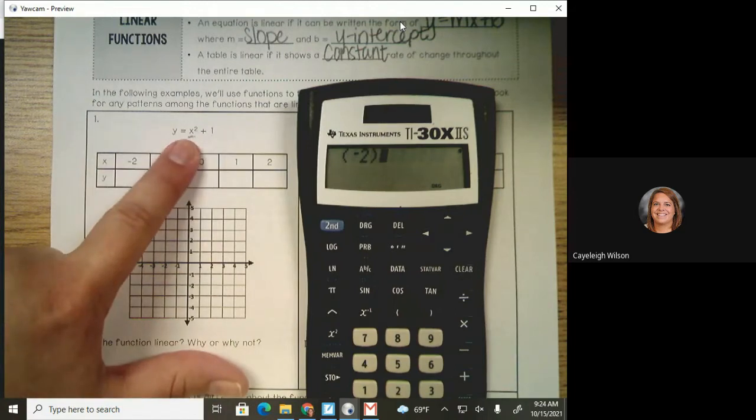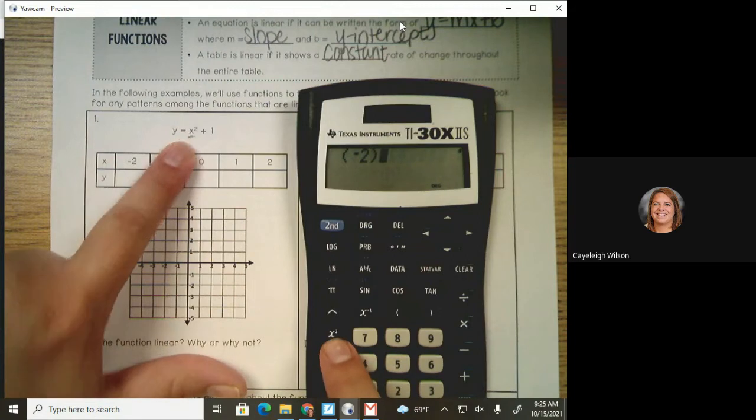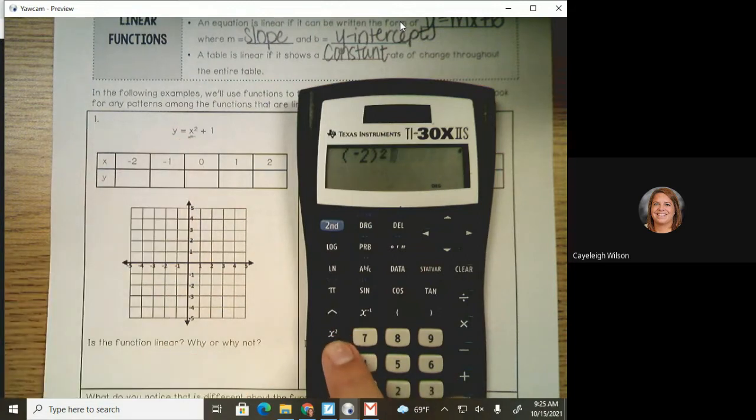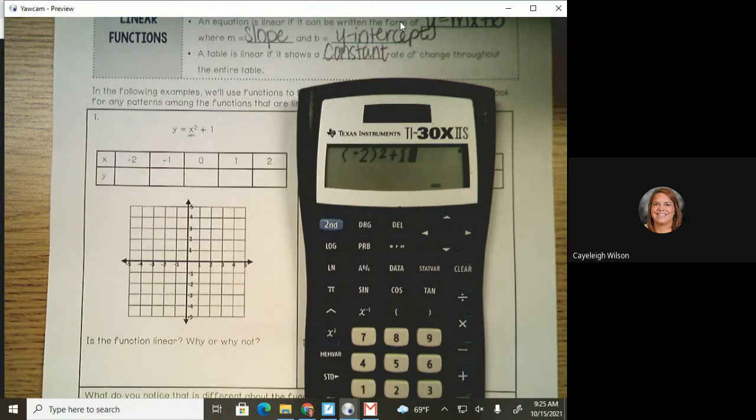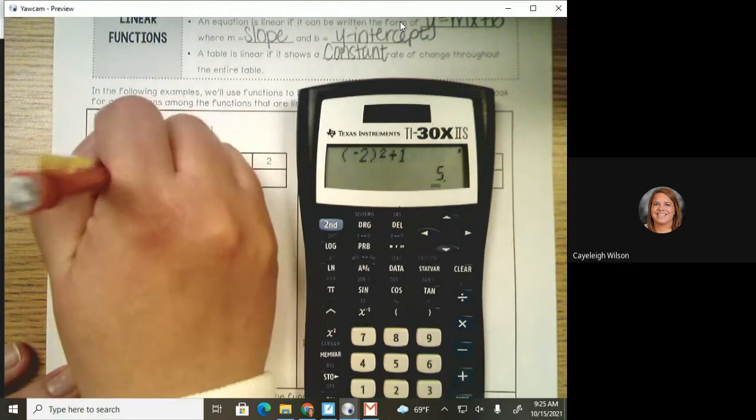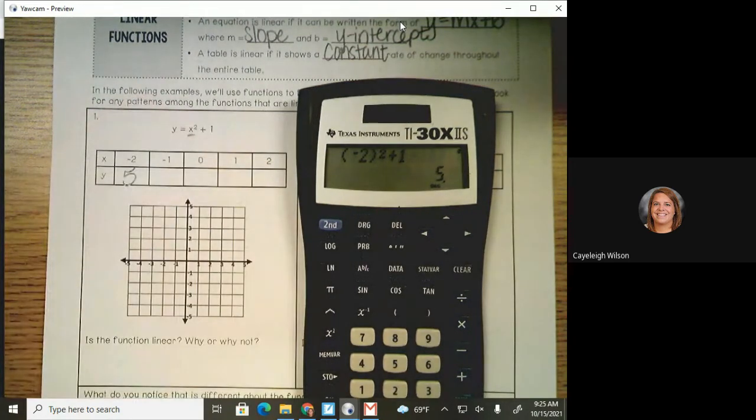And the function says to square the number that you're plugging in. So the squared is right here. And then plus 1. Right here where it says x squared, below the little arrow next to the 7. Do you have a different calculator? No. Okay. All right, hit enter, and you should have gotten 5. Did you put parentheses around your -2? Yeah. Did you put a squared plus 1?